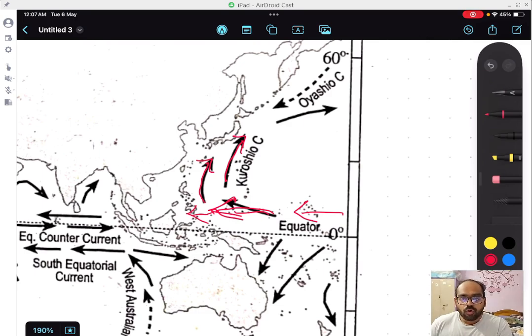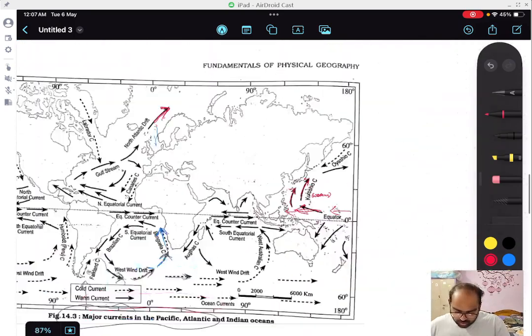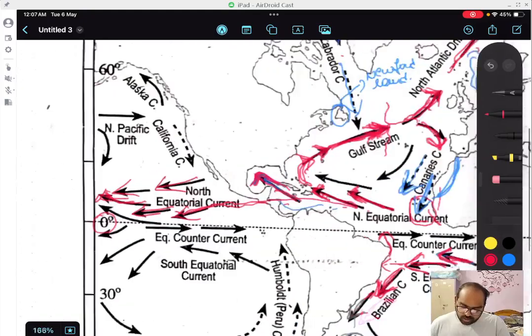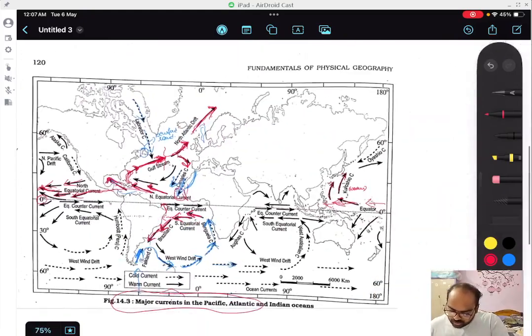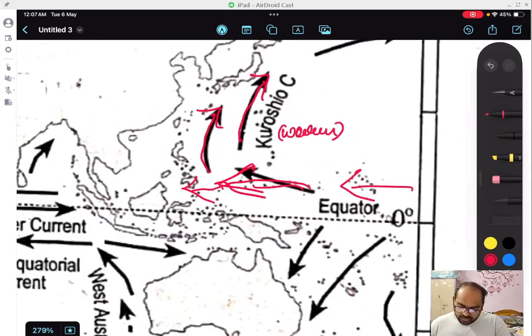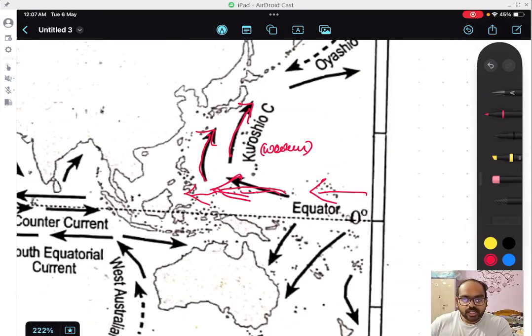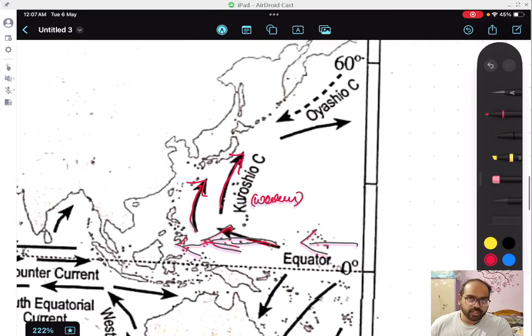as the warm Kuroshio current. It is warm. The North equatorial current travels from the western coast of Mexico and emerges at the Philippines. It hits the Philippine Islands and starts drifting towards the north as the warm Kuroshio current.